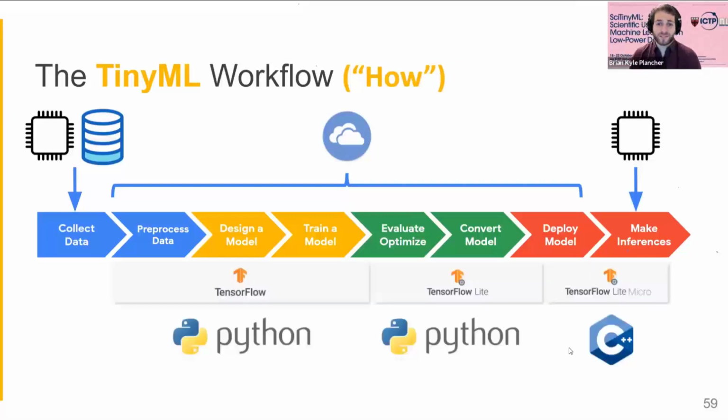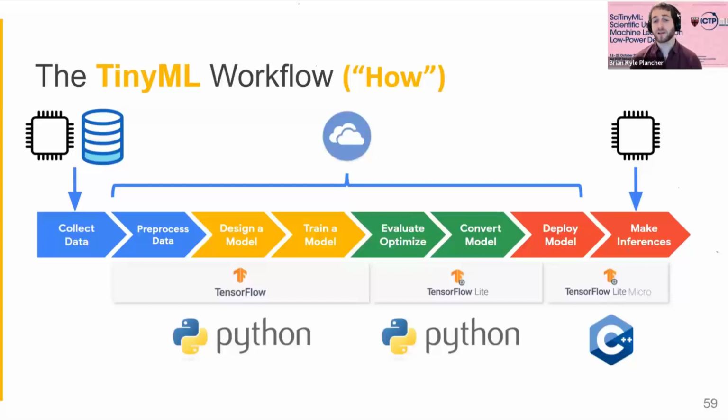And then Marcelo also mentioned a couple weeks ago the how, in that you're probably going to be designing your model and training your model using some high-level machine learning API like TensorFlow or PyTorch. And then there are some slightly more compact representations like TensorFlow Lite that are specifically designed for mobile phones or smaller type things that you'll use to evaluate, optimize, convert. And then you might have something like TensorFlow Lite Micro, which finally lets you deploy it all the way to a microcontroller.